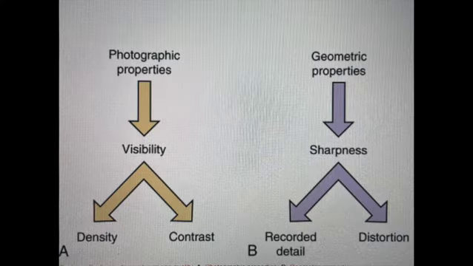What is distortion? Distortion is the second of two geometric properties that affect radiographic image quality. Distortion is a misrepresentation of the size or shape of the object being X-rayed. Today we will discuss the two types of distortion, size distortion and shape distortion.